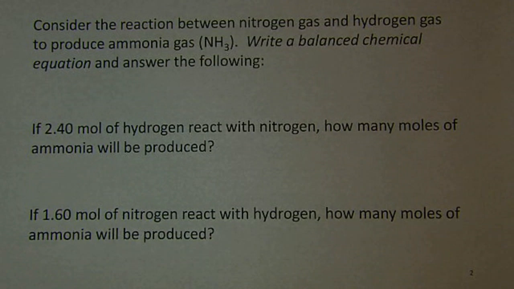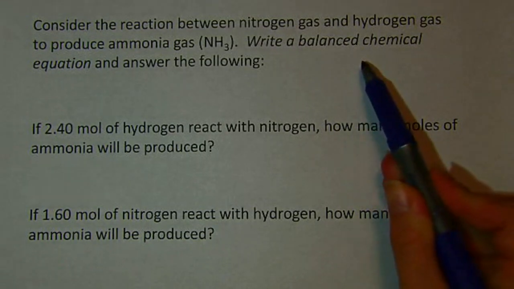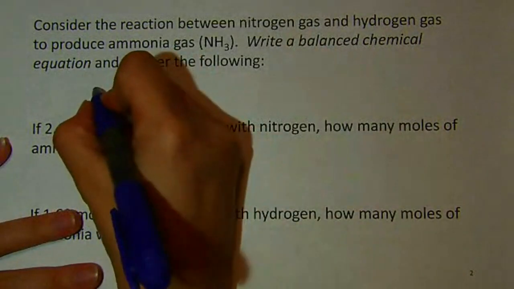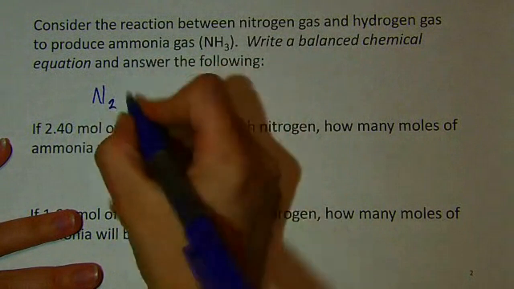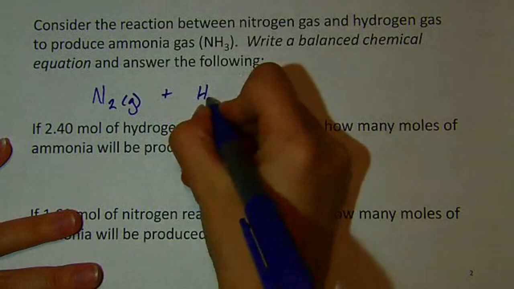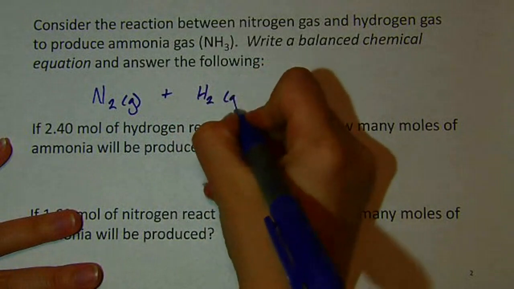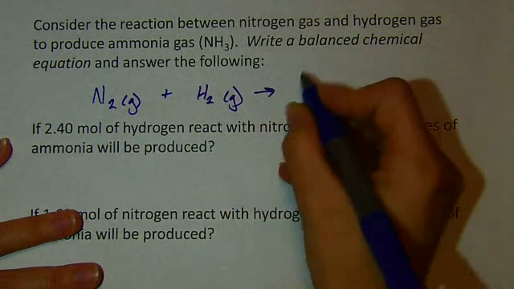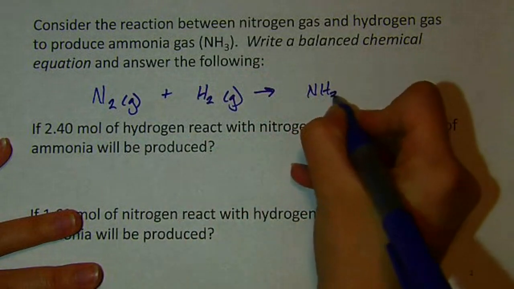So this problem is asking about the reaction between nitrogen gas and hydrogen gas to produce ammonia. Anytime that we want to solve stoichiometry problems, we need to start with a balanced chemical equation. So first, let's react nitrogen gas with hydrogen gas. Remember that nitrogen and hydrogen are both one of your diatomic 7, so in their elemental states, they exist as diatomic molecules. So nitrogen gas reacts with hydrogen gas to produce ammonia gas.